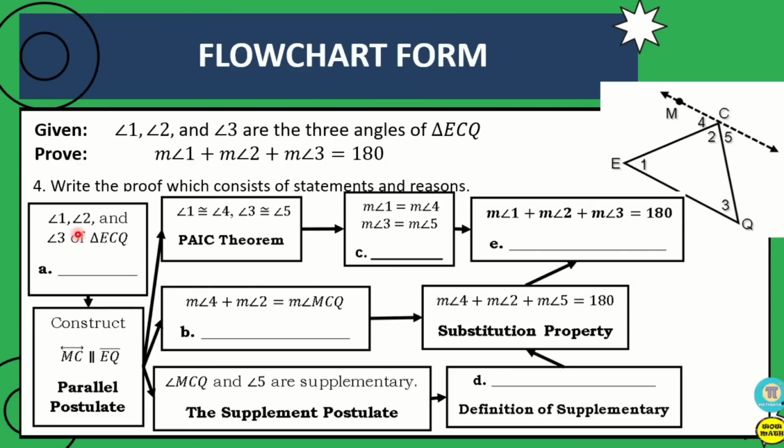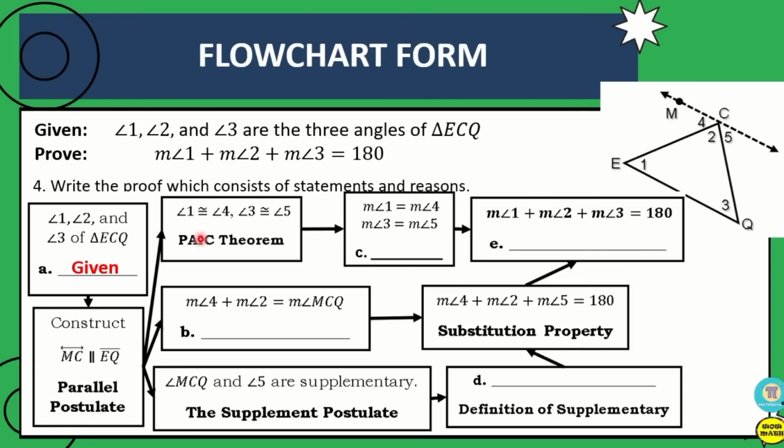So, angle 1, angle 2, and angle 3 of triangle ECQ. Here it is. So, this is given. Because it's there, right? Next. So, construct. So, what did you do next? You constructed. Okay. Construct line MC parallel to line segment EQ. So, this is by the parallel postulate. We already mentioned that earlier.